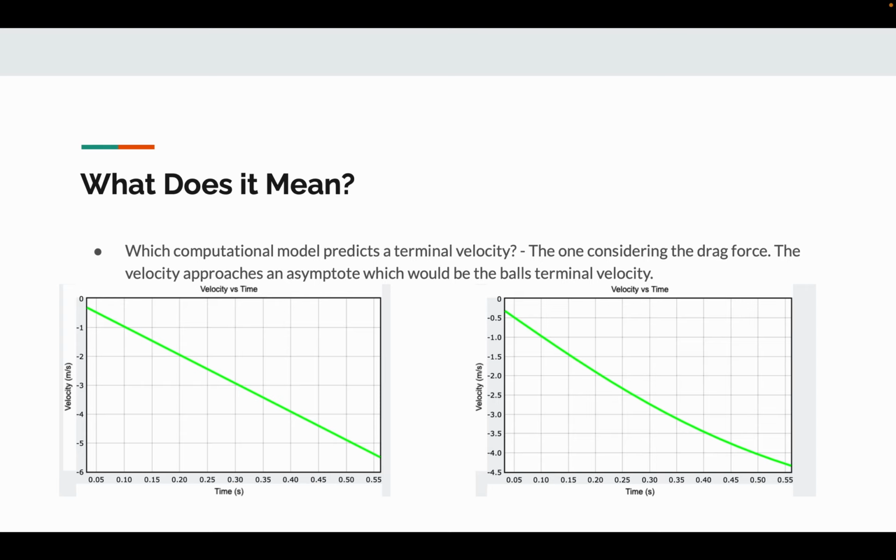Which computational model predicts a terminal velocity? It's the one that considers the drag force. This can be seen in the right graph, where the velocity is approaching an asymptote, which would mean that the ball has a terminal velocity.